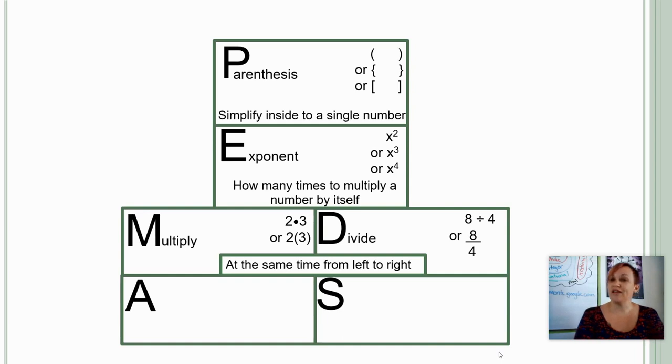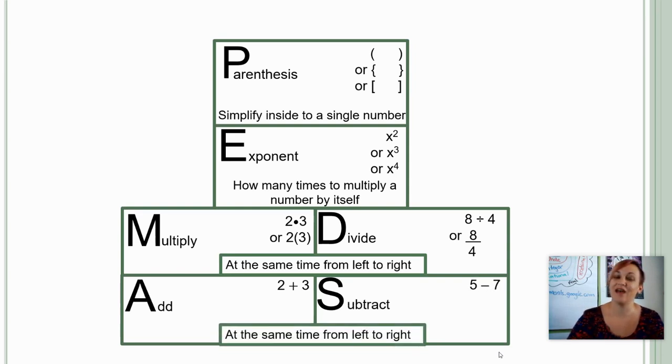The same is true for those last 2 letters, adding and subtracting. Adding and subtracting are done at the same time from left to right. They can be all mixed up. Just because subtracting happens first doesn't mean you have to do all of your subtracting and then all of your adding. You could go subtract, add, subtract again. It's just whatever order it's written in. Adding is written with plus signs and subtracting is written with minus signs. And again, adding and subtracting are done at the very, very end. They're the last thing you do in a problem. And you want to make sure that you're going in the order that they were written in. This is our order of operations.